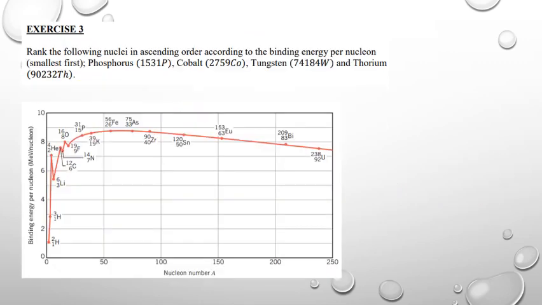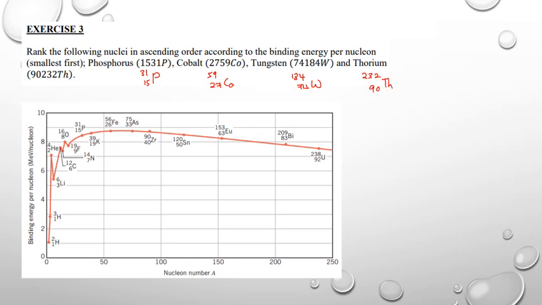Exercise 3. Rank the following nuclei in ascending order according to the binding energy per nucleon, smallest first. So you have phosphorus 31/15 P, cobalt 59/27 Co, tungsten 184/74 W, and thorium 232/90 Th. Now, the question asks you to rank.